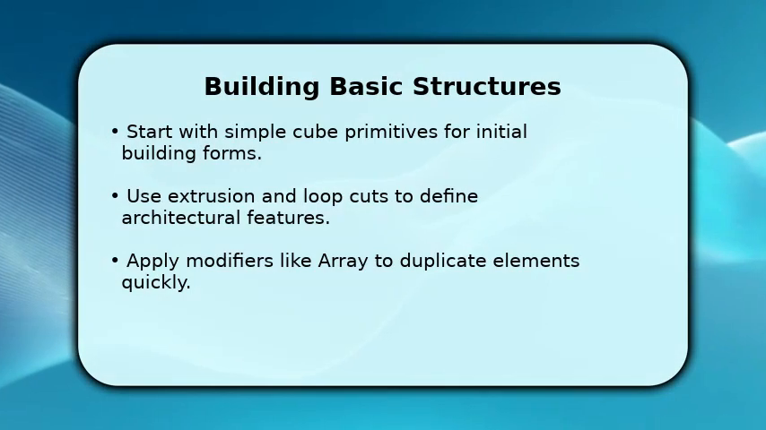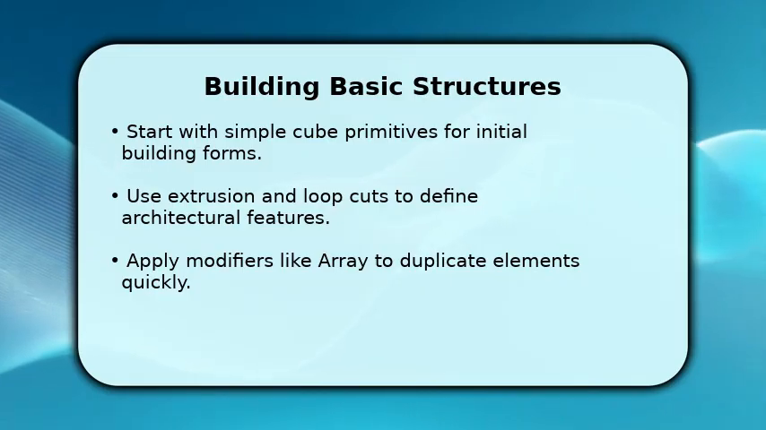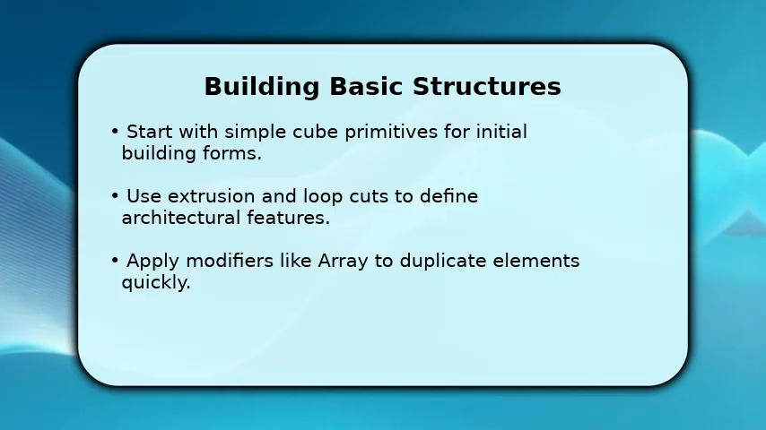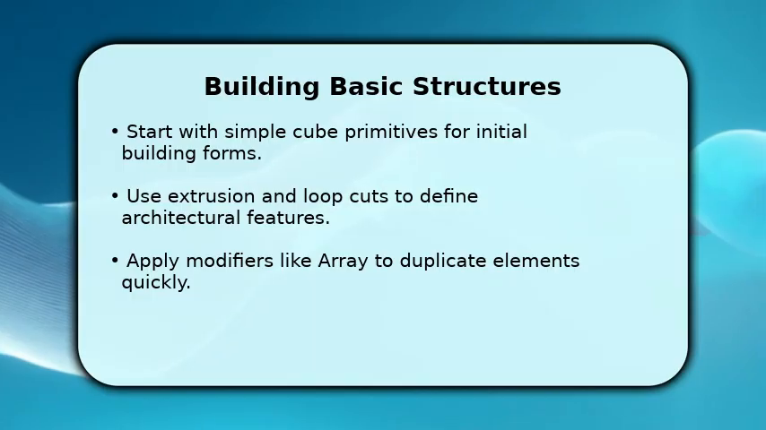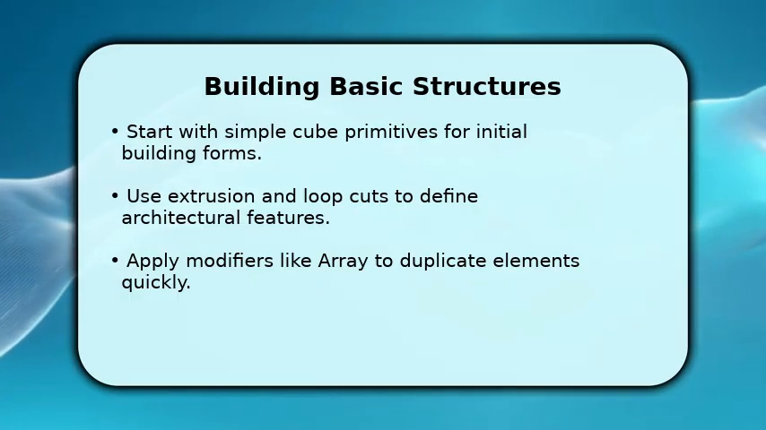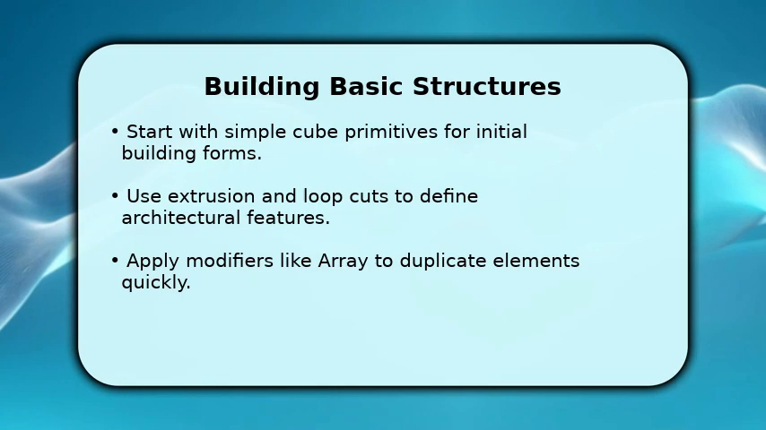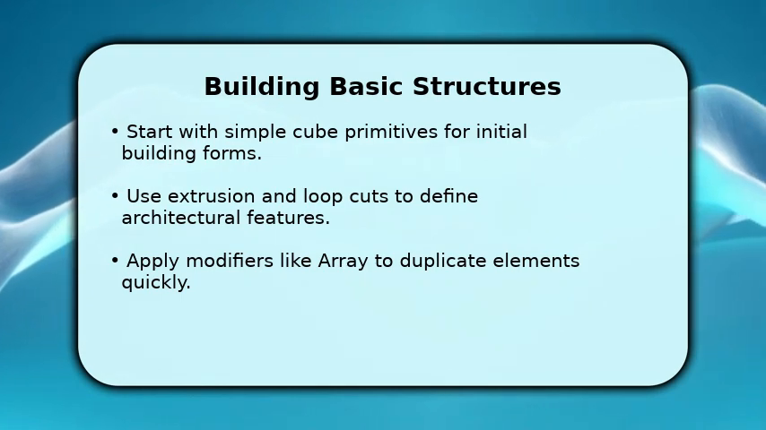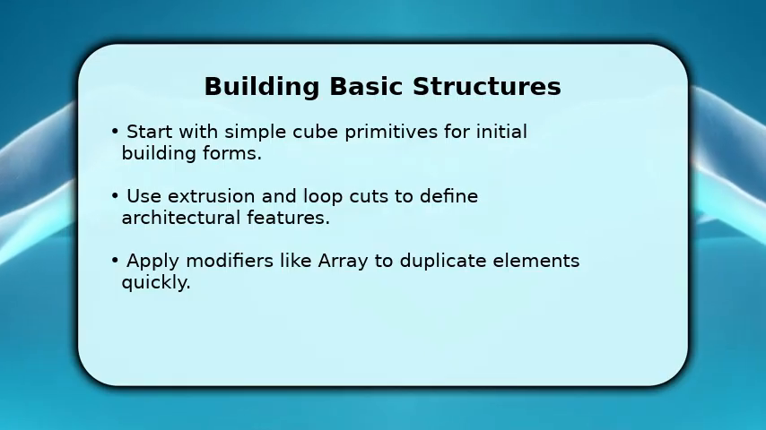To begin constructing your city, we'll start with fundamental shapes, primarily cubes, as the base for your buildings. Utilize Blender's powerful extrusion tool to pull out walls and create depth, and employ loop cuts to add divisions for windows and doors. For repetitive elements, like multiple stories or identical facades, the array modifier is incredibly efficient, allowing you to duplicate objects along an axis with precise control, saving you significant time and effort.